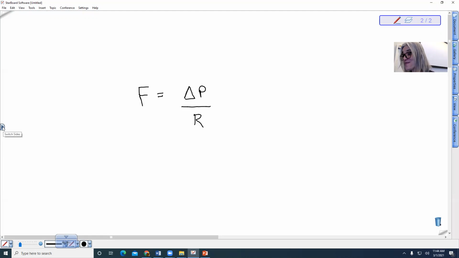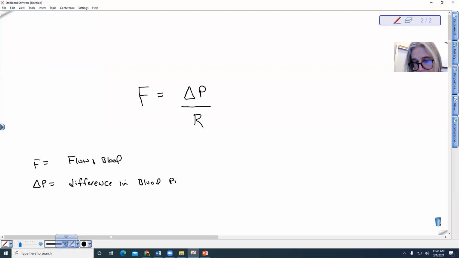Okay, so here is the formula with those variables that we could plug in to determine the flow of blood. So F here is the flow of blood. When we look at the delta P, so here, delta P is the difference in the blood pressures like at one part of the vessel versus the other, and that is going to force that blood through.